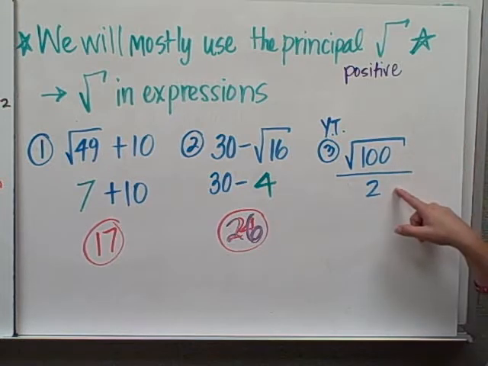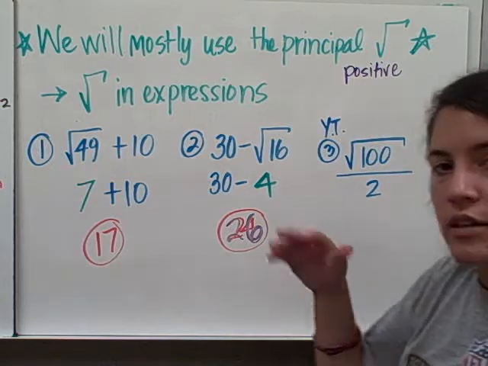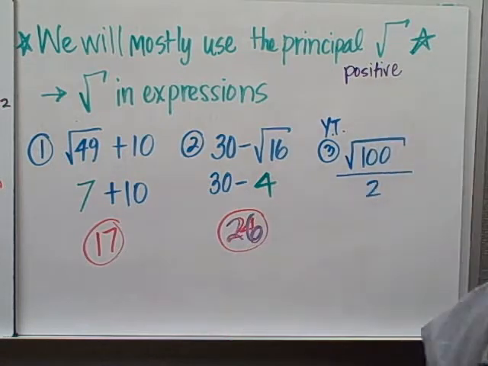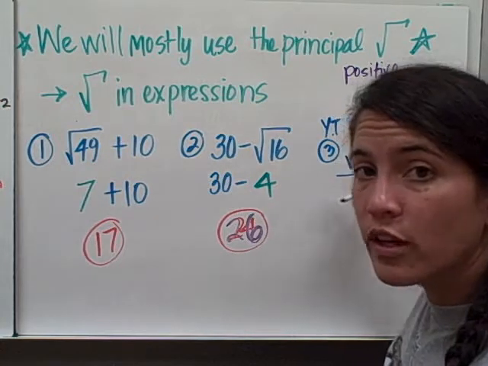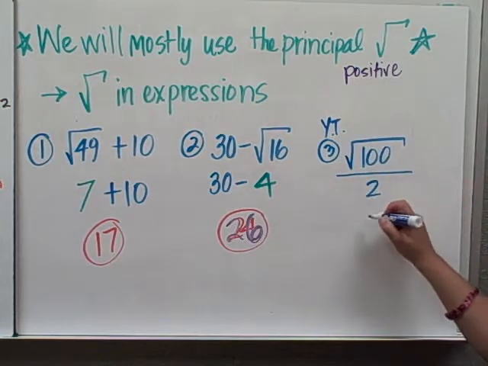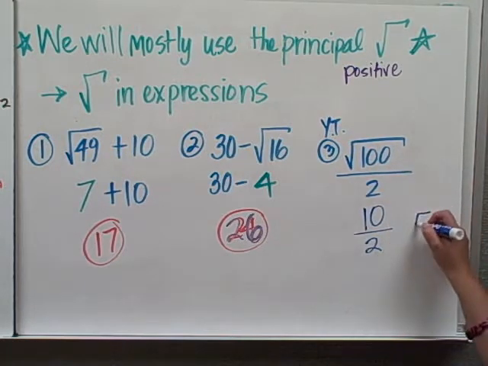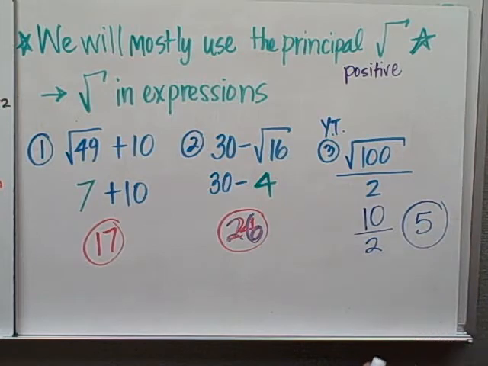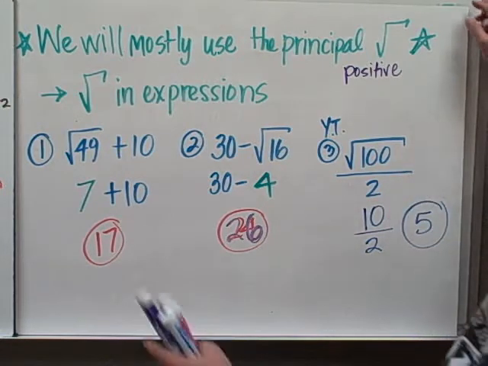All right, so you try this one. The square root of 100 divided by 2. You try that one. Pause the video and then replay it. So the square root of 100, the principal square root, is going to be 10. And then 10 divided by 2 is 5. So the answer would be 5 because the principal square root is 10.